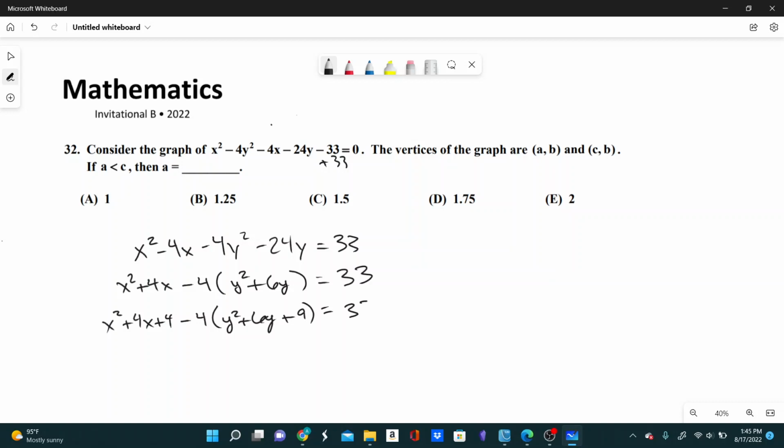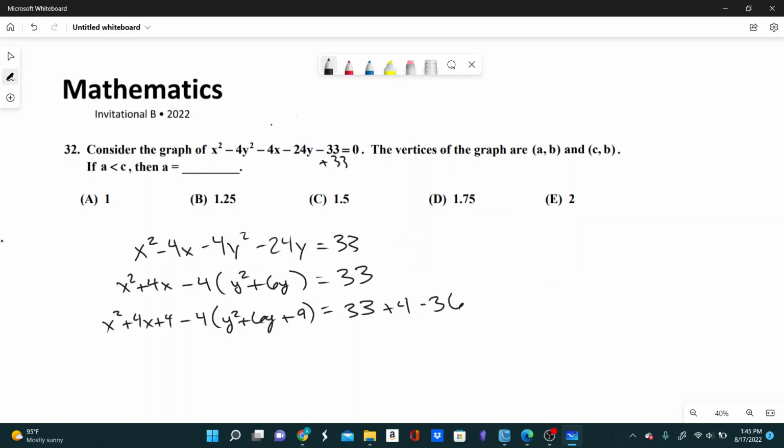But I can't just do this to the left-hand side and not do anything to the right-hand side. I have to change it around. So I added 4 in this case, so I have to add 4 here. And then I added a 9 in this section, but that 9 is being multiplied by a negative 4. And so in the end, I'm actually subtracting 36. So I have to do that to the right-hand side also.